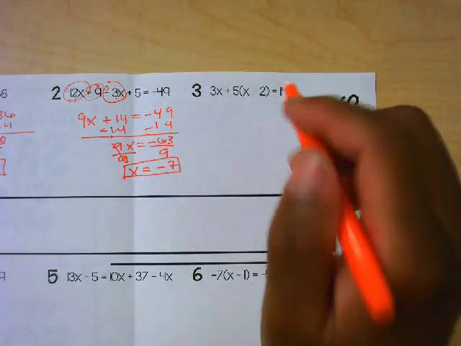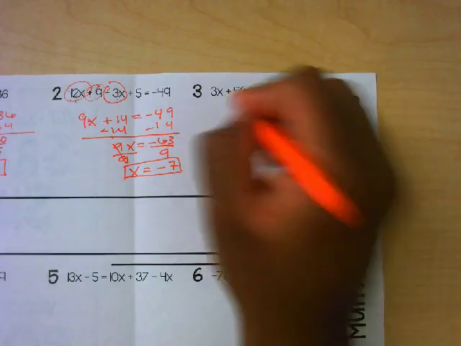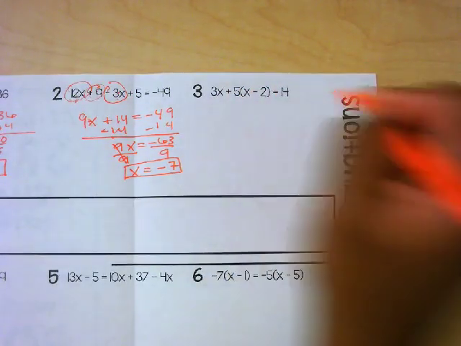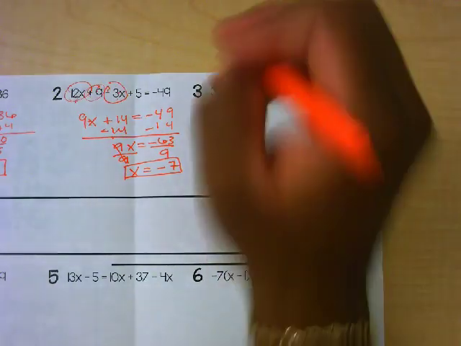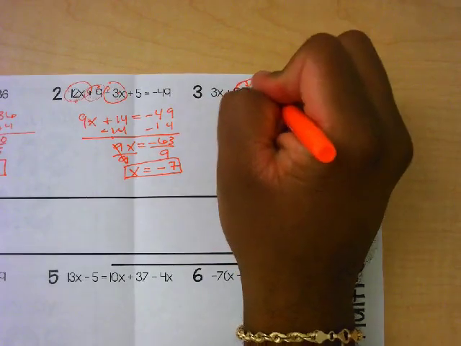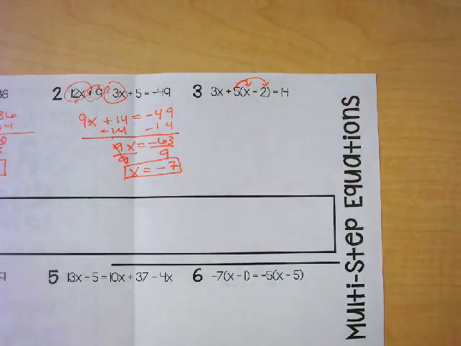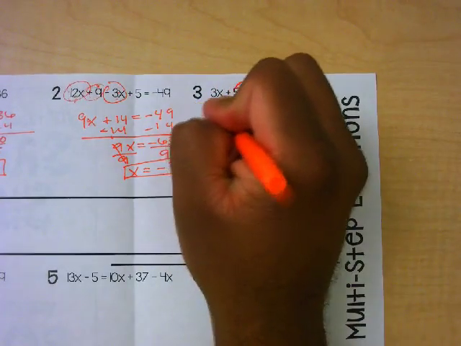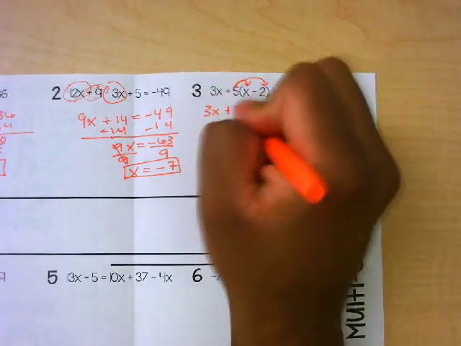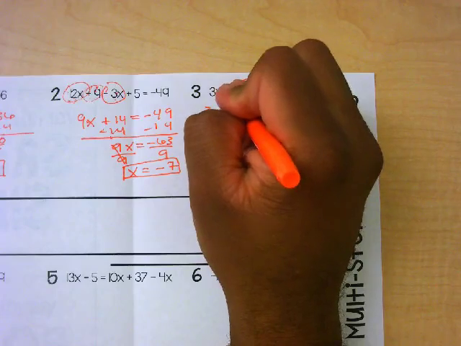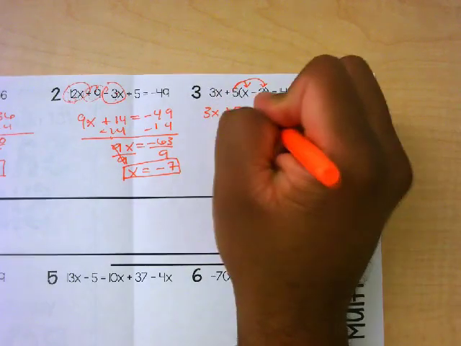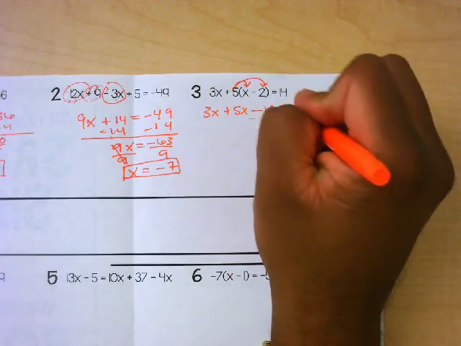So we have another one here. We have 3x plus 5, and then parentheses x minus 2 equals 14. So the first thing we do is we distribute. We distribute the 5 times the x, and then the 5 times negative 2. So what we end up with is 3x plus 5x, because 5 times x is 5x, and then 5 times a negative 2 is a negative 10. So 5x minus 10 equals 14.